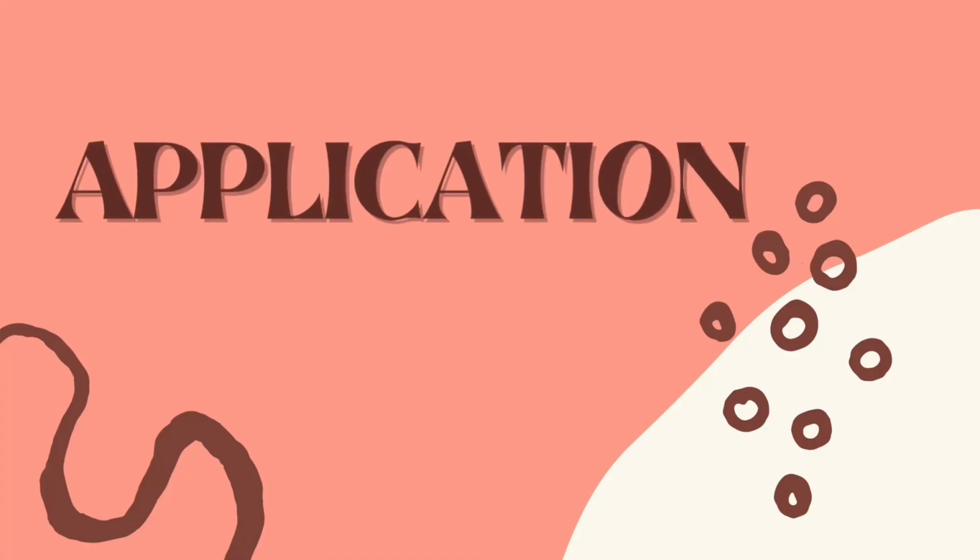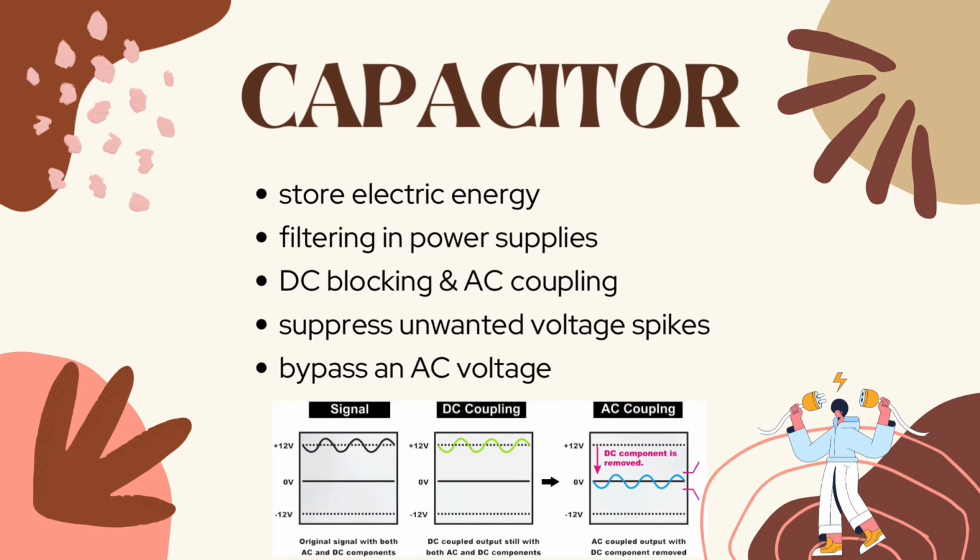Next is the applications of capacitor and battery. The primary application of a capacitor is to store electric energy when it is connected to an electric circuit. And even if it gets disconnected from the electric circuit, it can consume that stored energy and it can work as a temporary battery. Capacitors are used for filtering in power supplies.